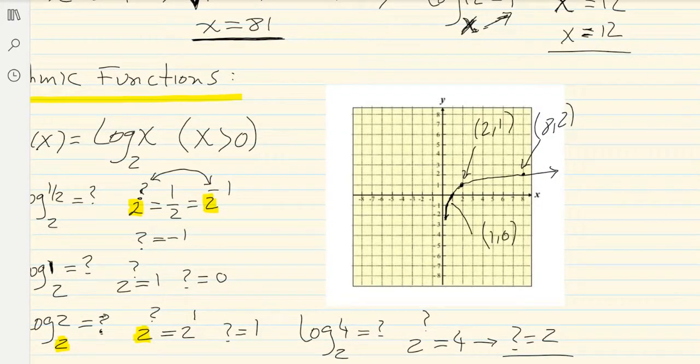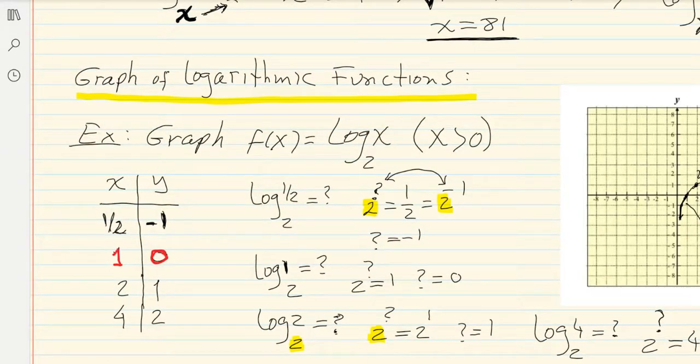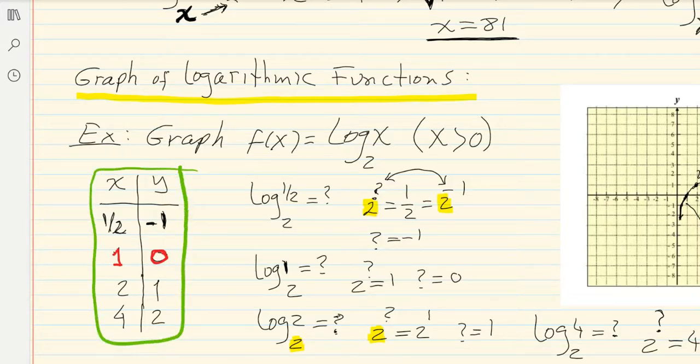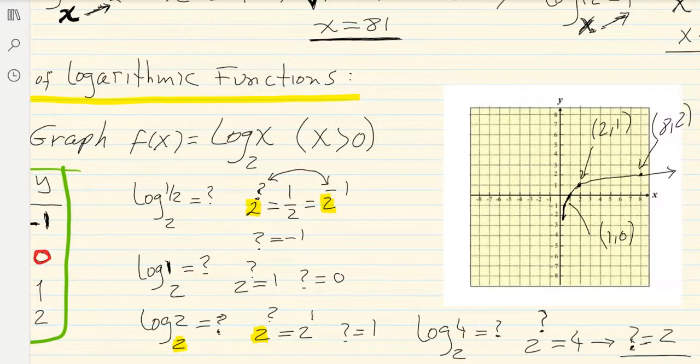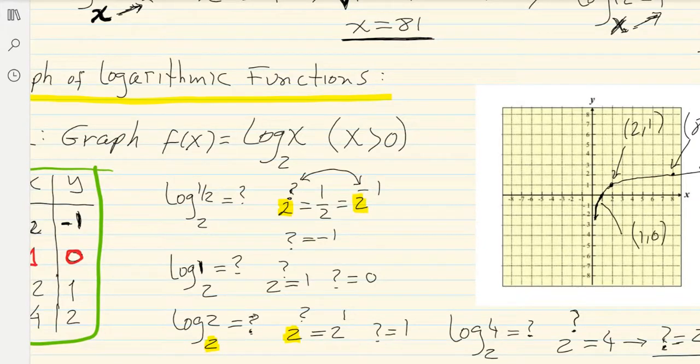Log base 2 of 4 is, what does it equal to? And I rewrote by definition of log as 2 to the question mark equals 4. So the question mark must be 2. And that's how I completed this table that you see in here. Now, and then I plotted the points. So I have 1/2, -1. When x is 1/2, y is -1, that is actually right here, that point. It's this one. That's 1/2 and -1.